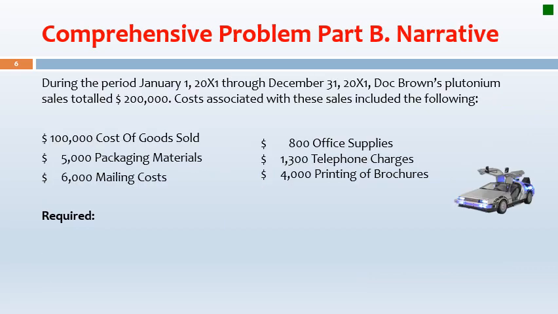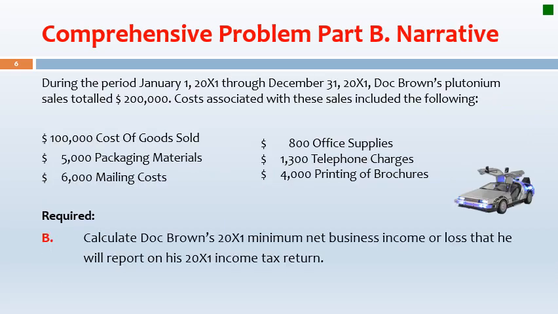So part B of the required asks us to calculate Doc Brown's minimum net business income or loss that he's going to report on his tax return for this year. Now, why minimum? Minimum because you would like to deduct as much expense as possible, therefore reducing your income, thereby reducing your taxes. So we're going to start this question by first, because there's a number of components, first addressing the home office portion. We've decided that yes, he does qualify to deduct a portion of his home office expenses. So we'll tackle that first, and then we'll come around to the rest of the expenses.